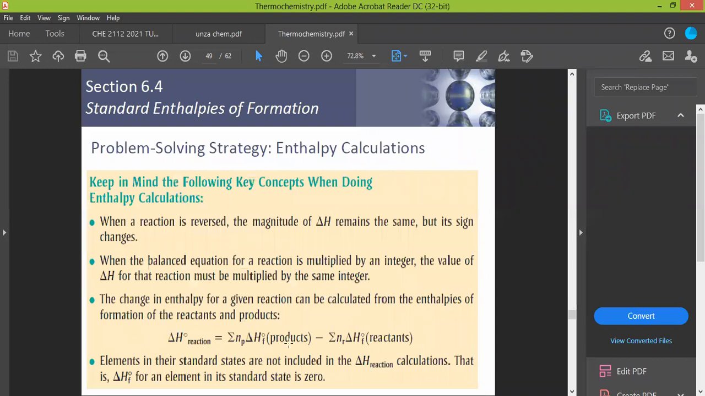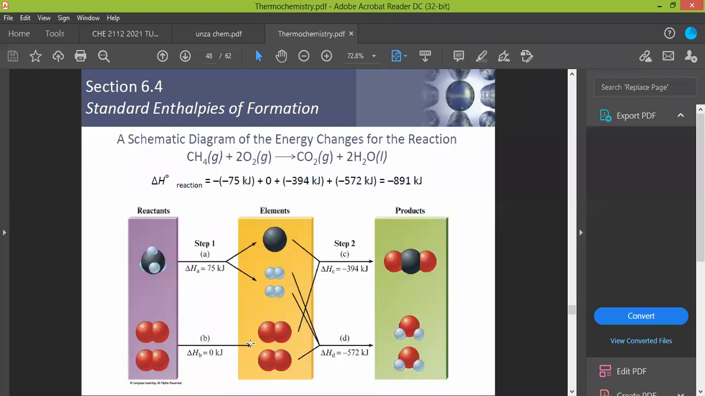So this is the equation that I'm telling you. The sum of n is the coefficient, okay, what each reactant has. So for instance, this is 2.